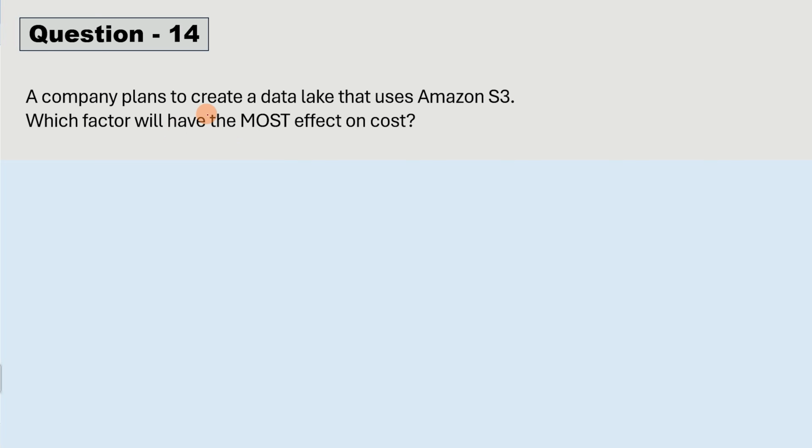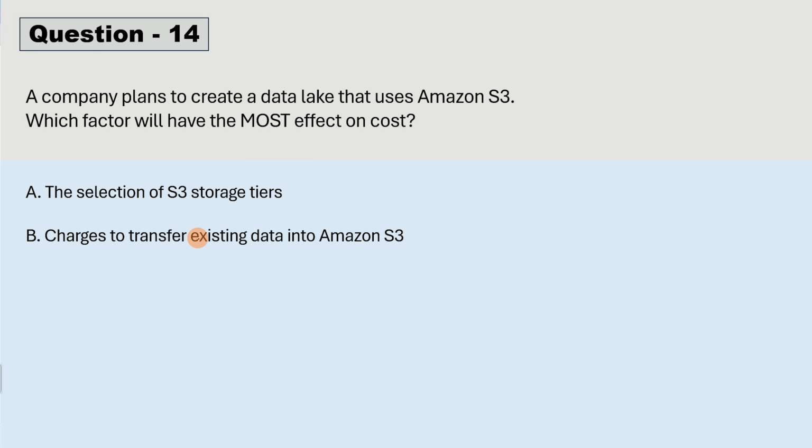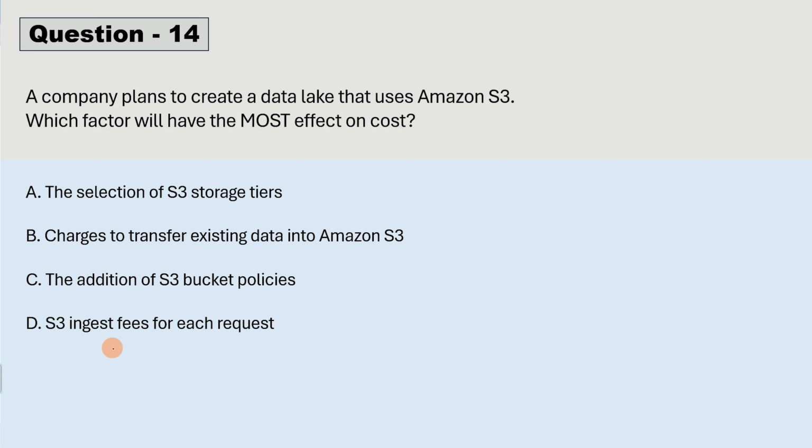Now question number 14. A company plans to create a data lake that uses Amazon S3. Which factor will have the most effect on the cost? Options are A, the selection of S3 storage tiers. Option B, charges to transfer existing data into Amazon S3. Option C, the addition of S3 bucket policies. Option D, S3 ingest fees for each request. Take your time to guess the correct one.